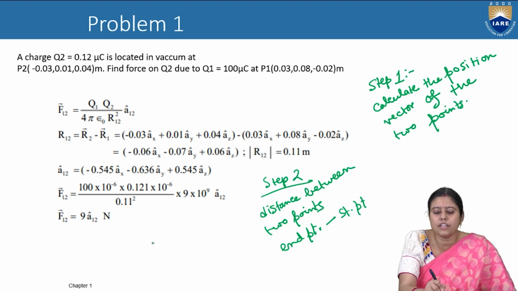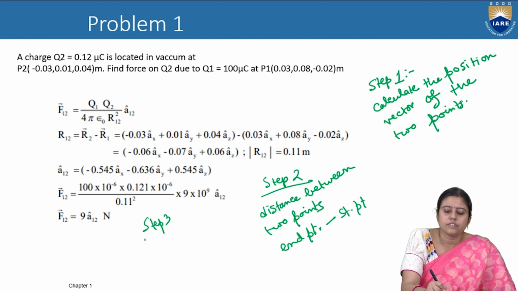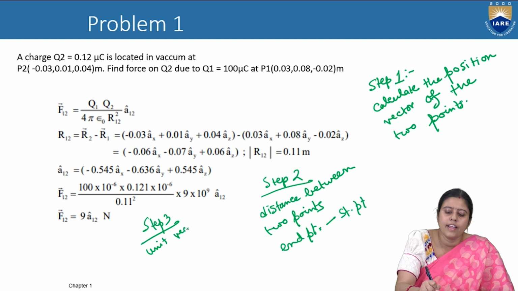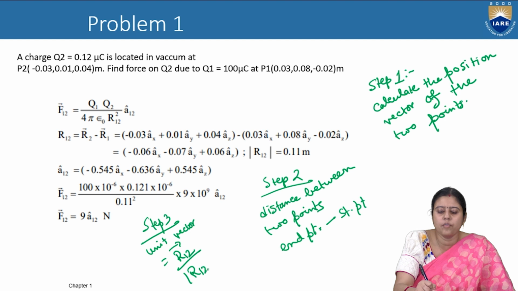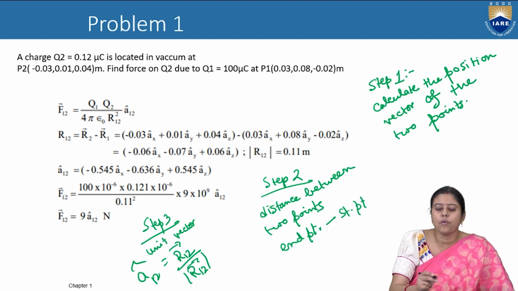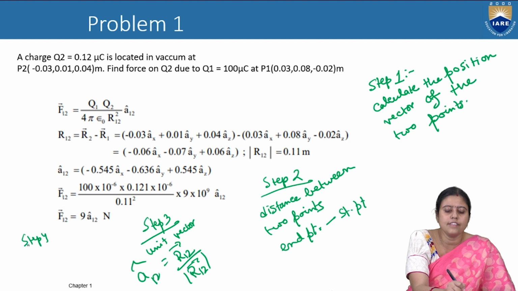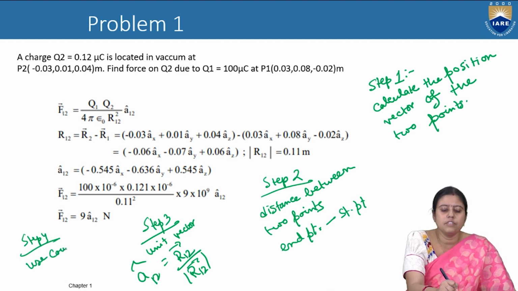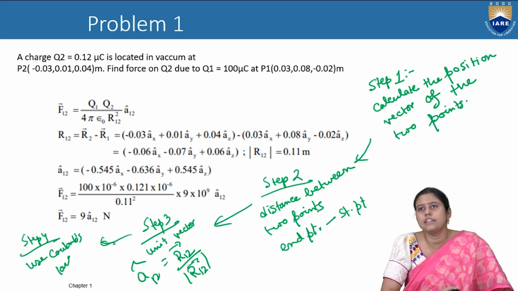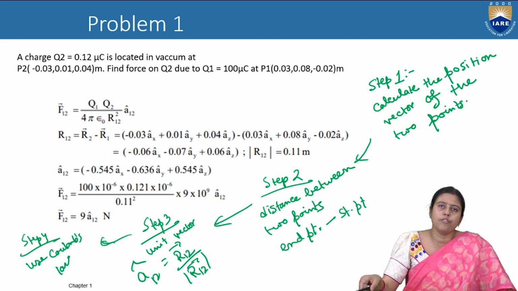And what is step 3 then? We have to calculate the unit vector. And what is unit vector? R12 by mod of R12. We write it by A12 cap. So we can calculate the unit vector. And what is step 4? Step 4 is use Coulomb's law. So if we follow this tree, we can calculate the total force on the charge.